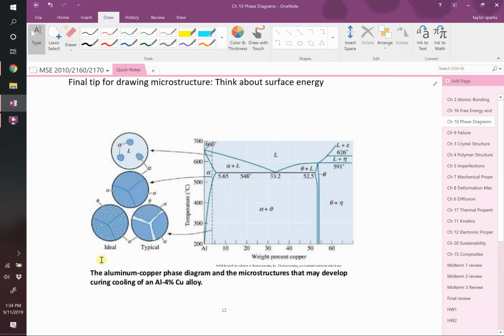Okay. So here's a great example. See, that's a perfect spot to stop right here, right? So this is weight percent copper. You go from aluminum and you dope it with copper. This is a great way to strengthen aluminum.